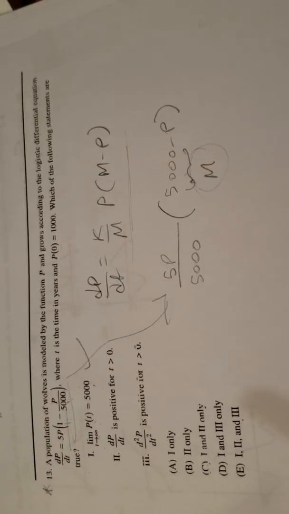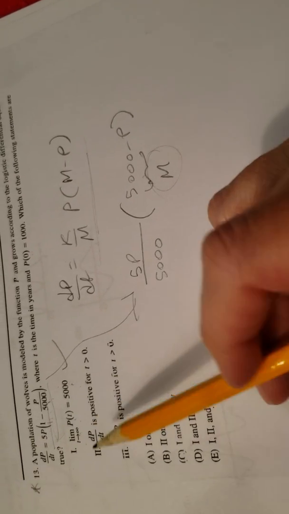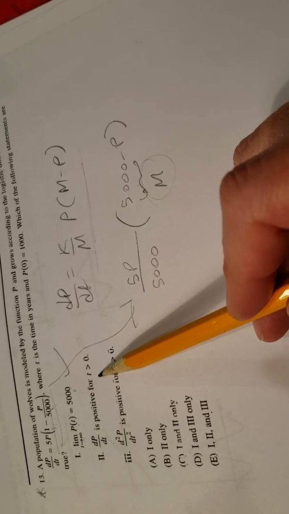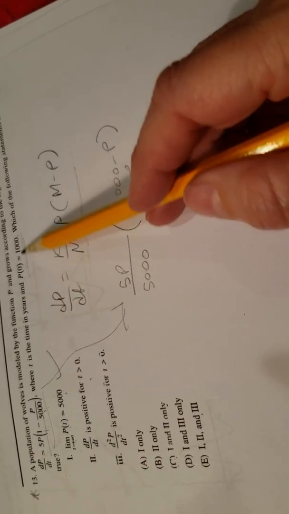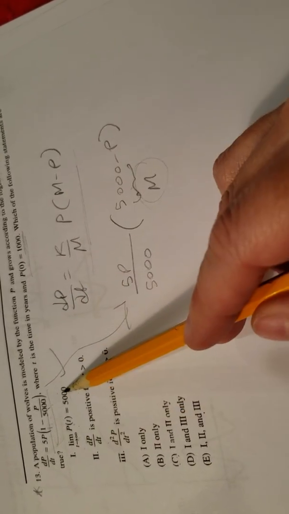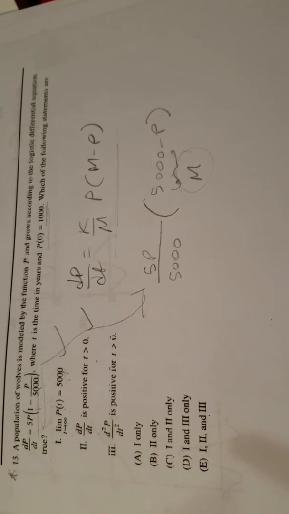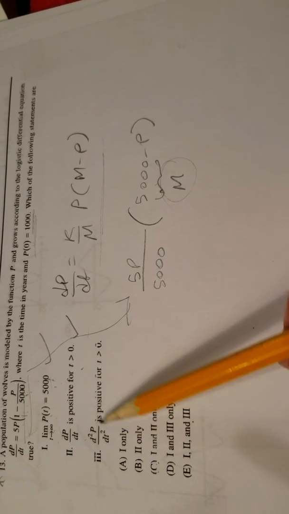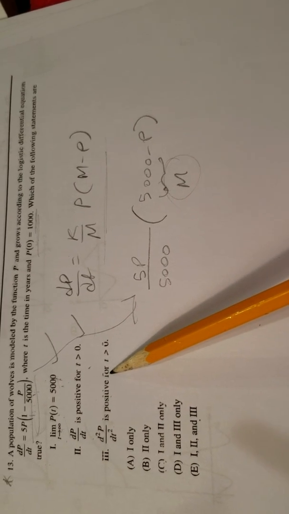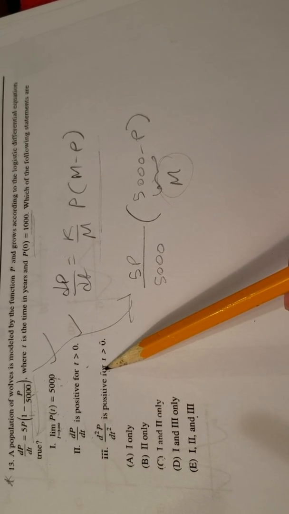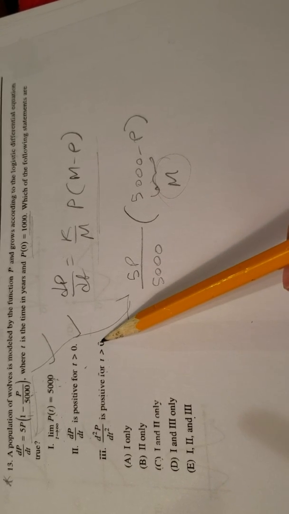So no calculus yet. We just use the formula. Okay, the derivative is positive. Well, I guess because the population starts at 1,000 and it's going up to 5,000, so the population is increasing, right? So that would have to be right. The second derivative is positive when t is greater than 0.